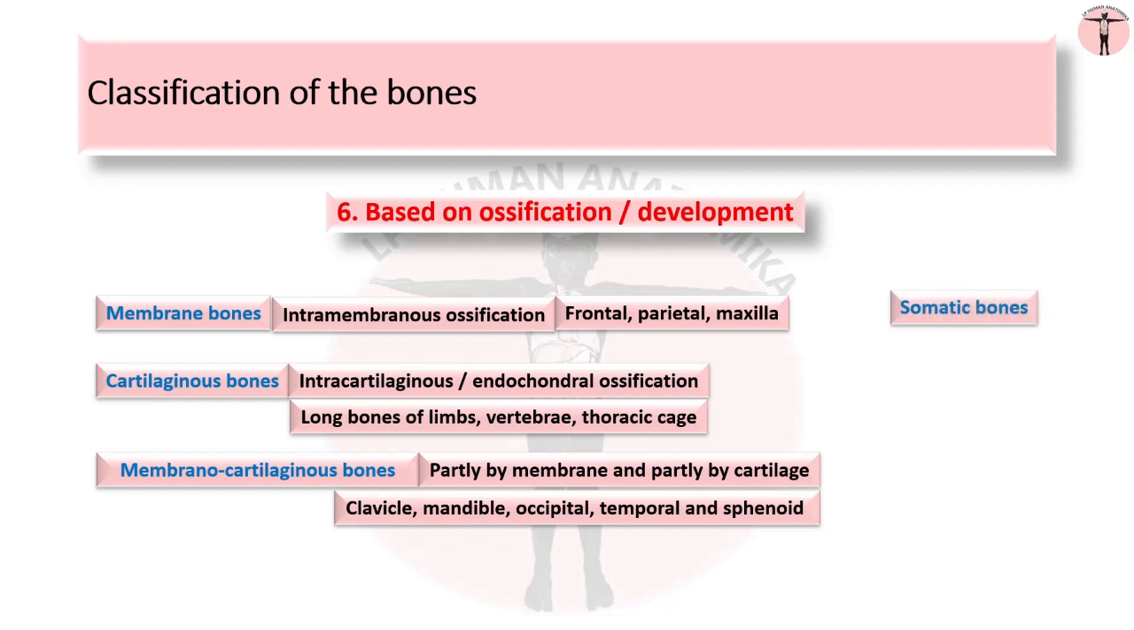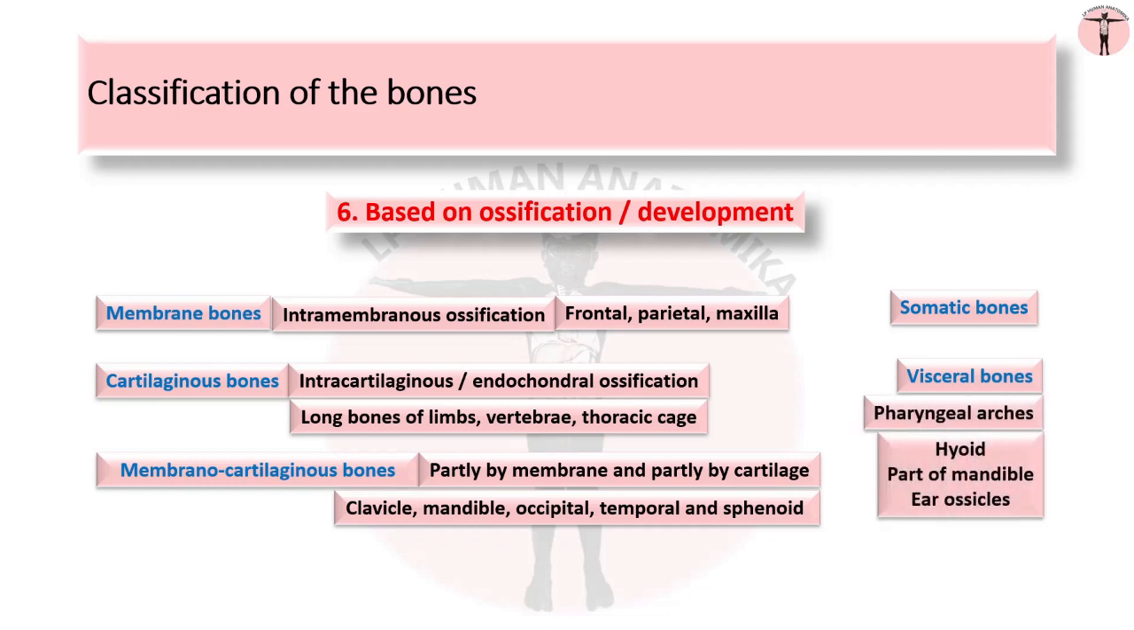Somatic bones: all the membrane and cartilaginous bones belong to somatic bones. Visceral bones: these are few and develop from pharyngeal arches. Examples are hyoid bone, part of mandible and ear ossicles. With this, we have completed classification of bone.